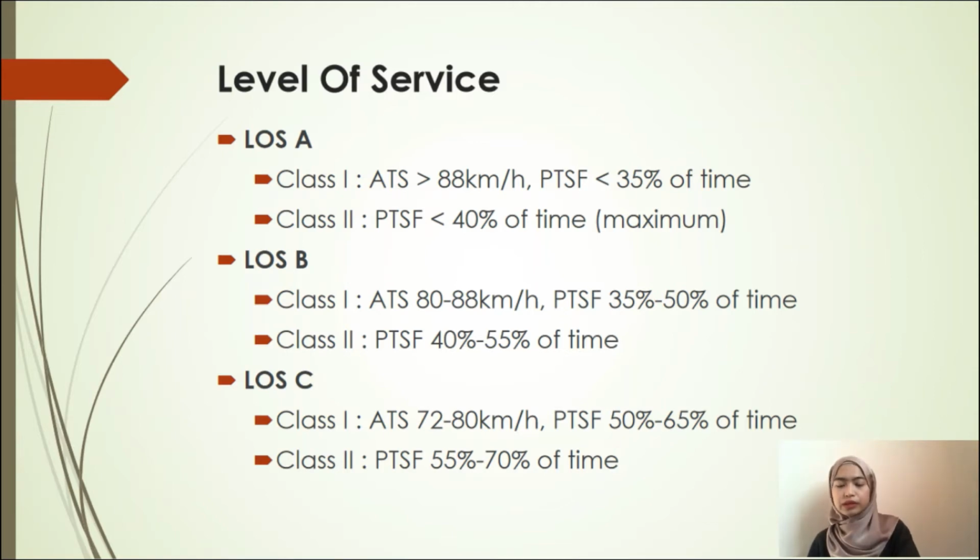For level of service C, further increases in flow beyond the LOS B range result in a noticeable increase in the formation of platoons and an increase in platoon size. Passing opportunities are severely decreased. For Class 1 highway, the average travel speeds ATS are 72 to 80 km per hour, and travel delays, PTSF, occur between 50 and 65%. And for Class 2 highway maximum delay, PTSF, is 55 to 70% of the time.